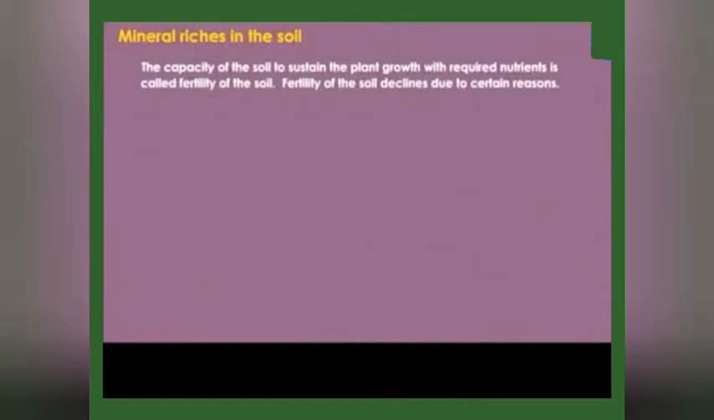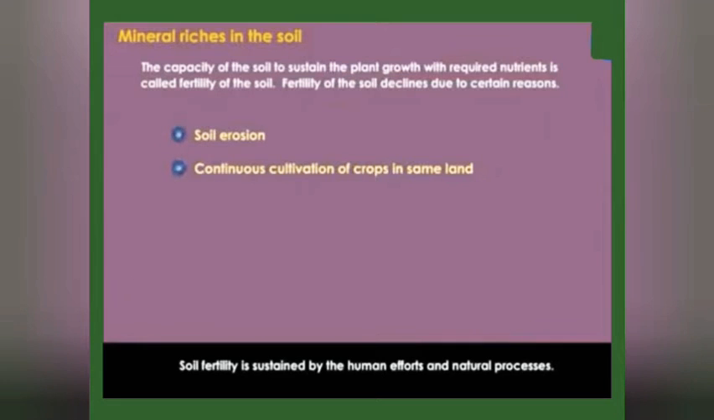The capacity of the soil to sustain plant growth with required nutrients is called fertility of the soil. Fertility of the soil declines due to certain reasons: soil erosion, and continuous cultivation of crops in the same land. Soil fertility is sustained by human efforts and natural processes. So, soil is therefore termed a maintainable natural resource.